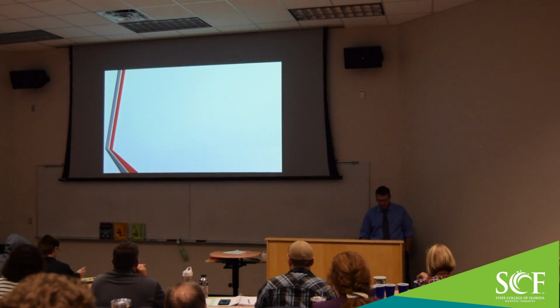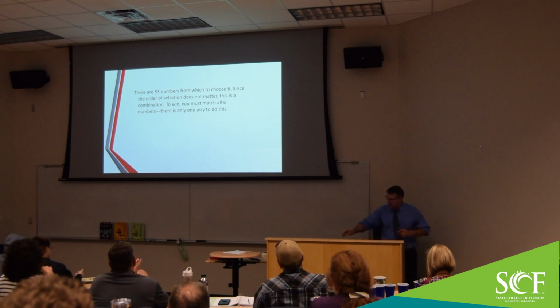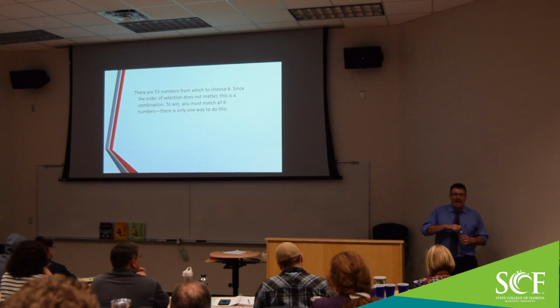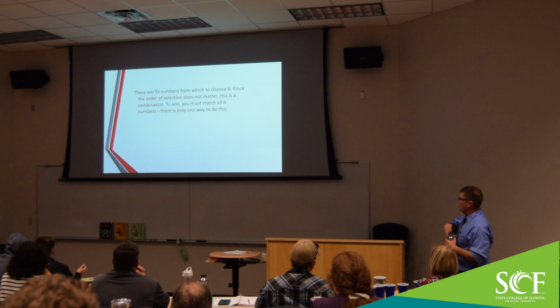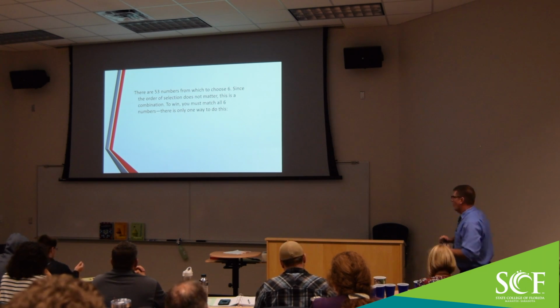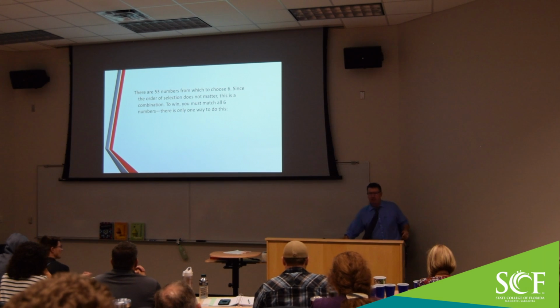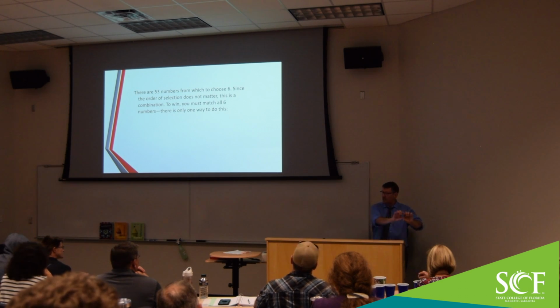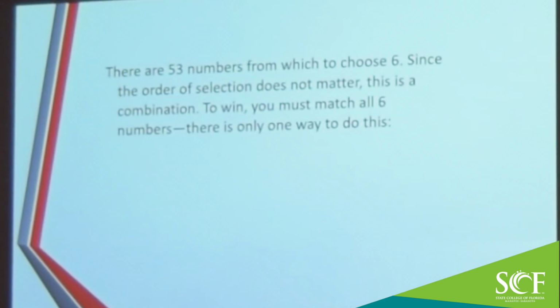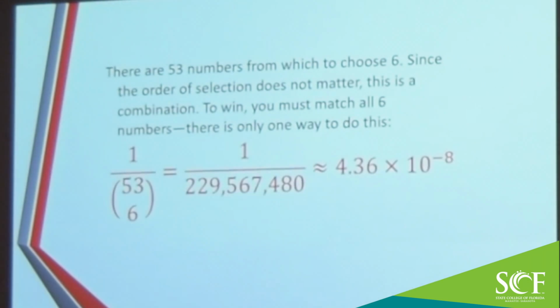Now, let's just look at this. How we establish the Florida lottery probability. You have 53 numbers, you choose 6. The order does not matter. If you ever see the ping pong balls on TV, they come up in any order, but then when they put them on the bottom, they put them all in ascending order. So the order doesn't matter in which they come up. So this is a classic combination. To win, you must match all 6 numbers. There's only one way to do this. So if we look at this, we see 1, and then the bottom notation is 53 choose 6.